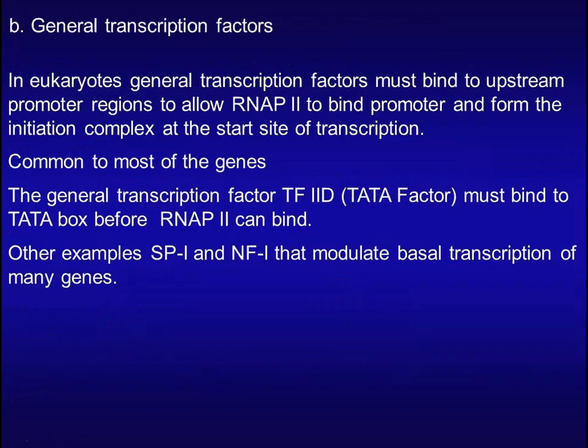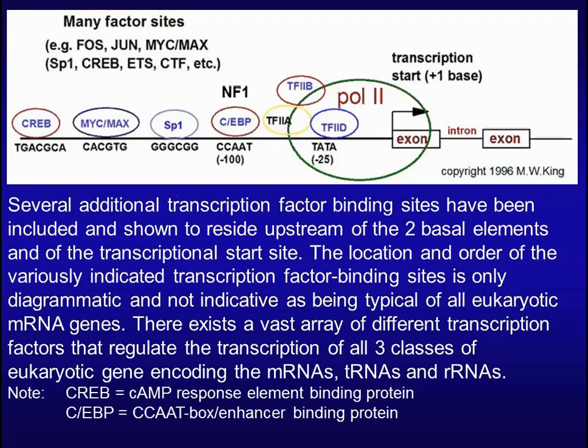In eukaryotes, general transcription factors such as TF2D, SP1, and NF1 must bind to upstream promoter regions to allow RNA polymerase II to bind to promoter and form the initiation complex at the start of transcription. Here is an example of general transcription factor sites around the promoter region. TF2D binds TATA box first, which recruits TF2B, followed by RNA polymerase II, TF2E, and TF2H.